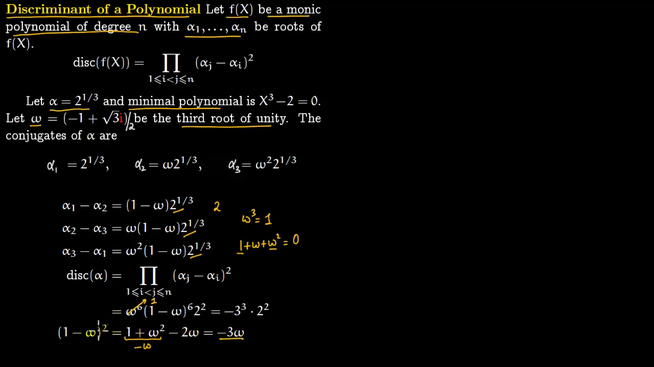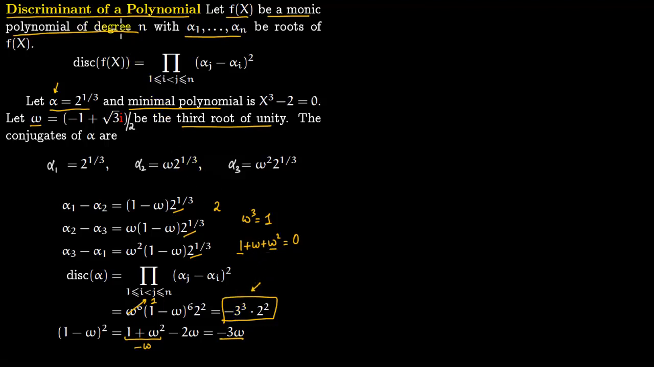Now raise it to the power of 3. So you get minus 3 cubed and omega cubed. Omega cubed is anyway 1, so you're left with minus 3 to the power of 3. And you have to raise it to the power of 3 because we are worried about this (1 minus omega) to the 6. So we have been able to find the discriminant of this alpha. Remember this discriminant, because we have to come back and compute it again via a different method.